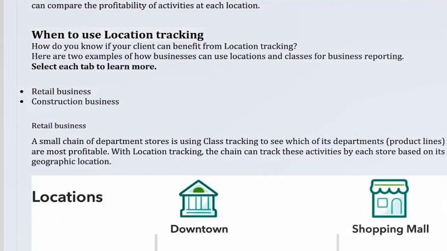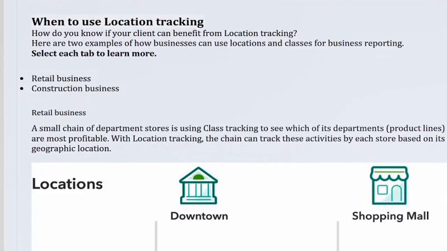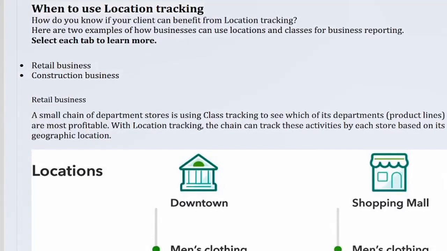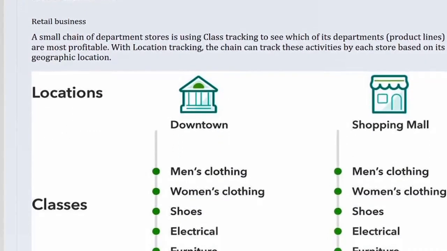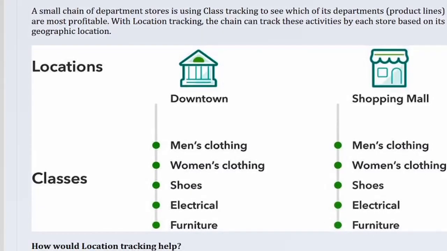When to use location tracking. How do you know if your client can benefit from location tracking? Here are two examples of how businesses can use locations and classes for business reporting. Select each tab to learn more. Retail business, construction business. Retail business: a small chain of department stores is using class tracking to see which of its departments, product lines, are most profitable. With location tracking, the chain can track these activities by each store based on its geographic location.